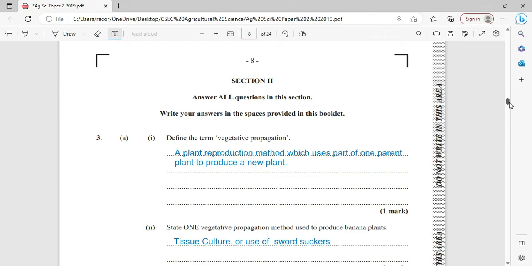State one vegetative propagation method used in the production of banana. A popular method used amongst more commercial farms would be tissue culture. However, smaller farmers would be using the sucker, usually the sword sucker, from the rhizome of the banana. So if it's a commercial farm, tissue culture usually. And of course, they'll employ some sword sucker technique. However, the smaller farmer, they're going to be using sword suckers.